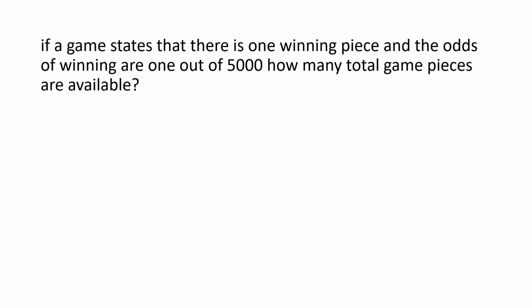And sometimes word problems don't really require much work, they just require thinking. So let's look at this problem. It says, if a game states that there is one winning piece, and the odds of winning are 1 out of 5,000, how many total pieces are there? So the numbers we have are 1 and 5,000. And now we have to figure out what to do with these. Now, it's asking me for the odds.